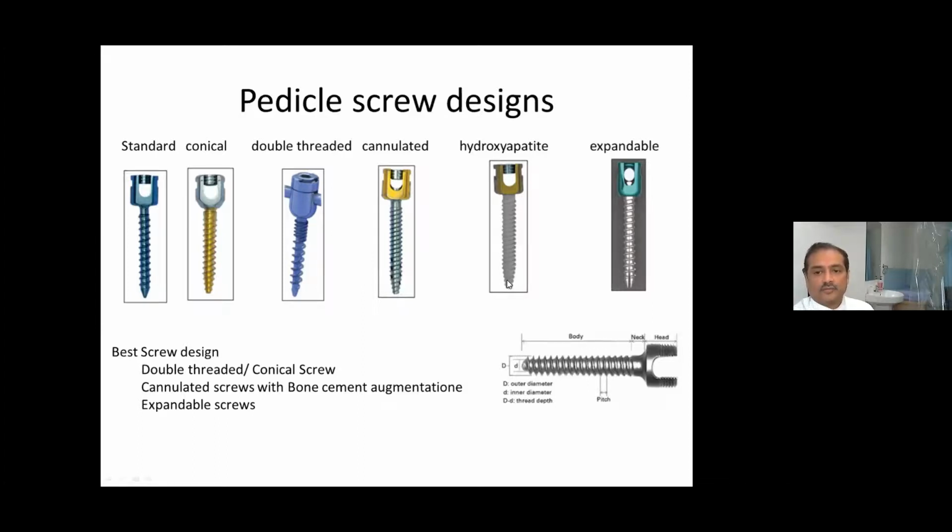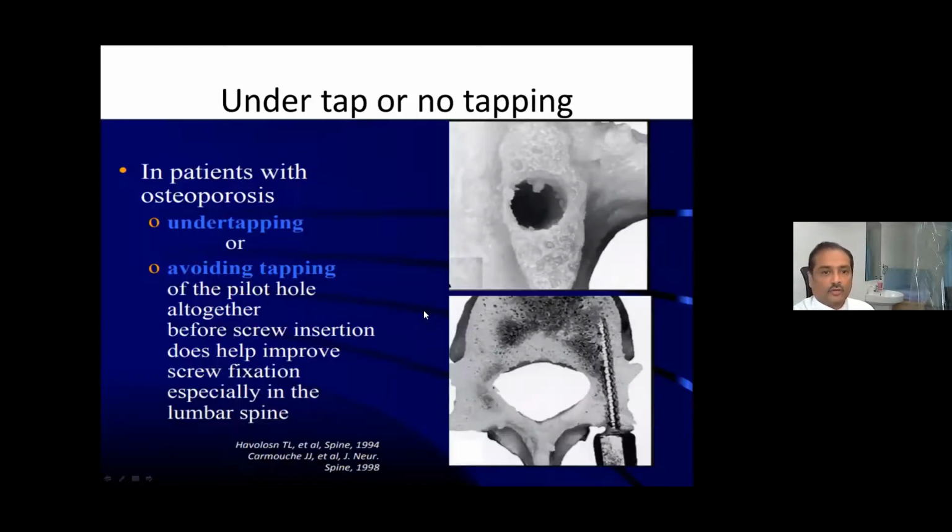Hydroxyapatite coated screws have a better biological integration with the bone matrix and have been found to be useful. Expandable screws have mostly been tried in Europe and some parts of the US. They have again been found to be very useful. So how do you improve your fixation techniques? The best thing is to under-tap or not tap the osteoporotic bone. Even if you tap it with an undersized tap, perhaps holding on for a couple of turns or at the max a centimeter or so, the pull-out strength of the screw can be quite high.